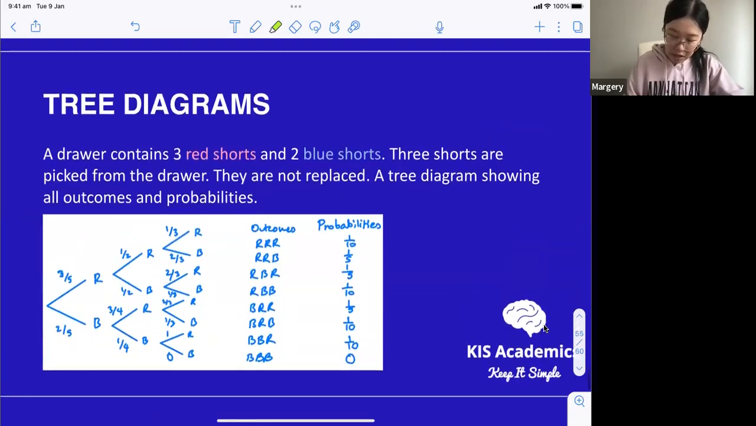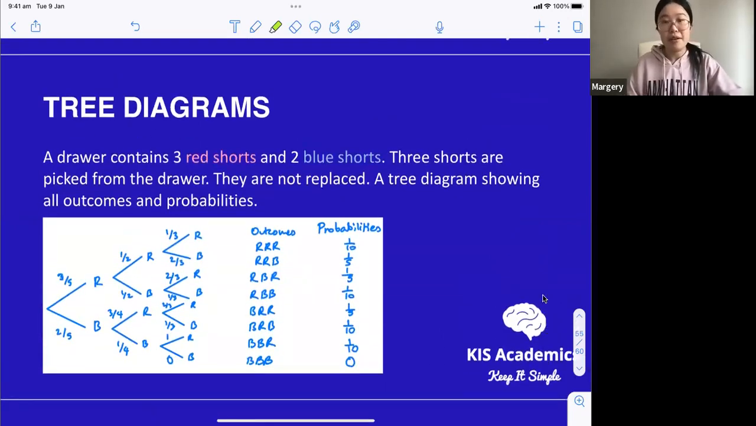We look at this next concept here, which is a bit on tree diagrams. So a bit of revision on how we draw out our tree diagrams. So in this example here, we've got a container that contains 3 red shorts and 2 blue shorts, and 3 shorts are picked out from the drawer, and these are not replaced. So in this case, we know this is referring to a question that is talking about without replacement.